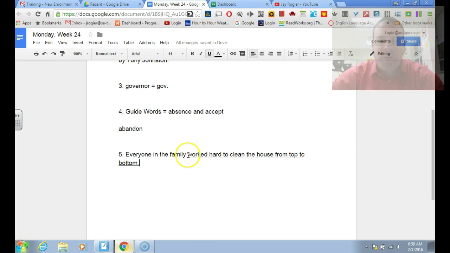Now, more specifically, what is the actual simple predicate? You're supposed to circle it. I'm just going to bold it. It's going to be worked. It would be the simple predicate.